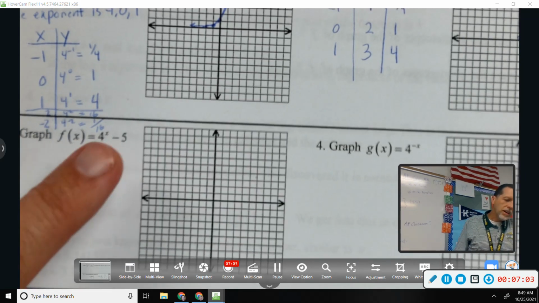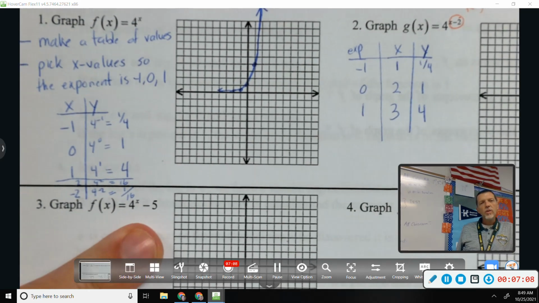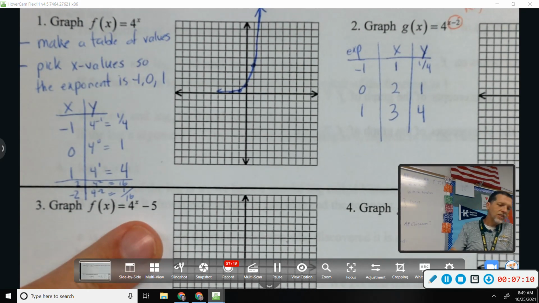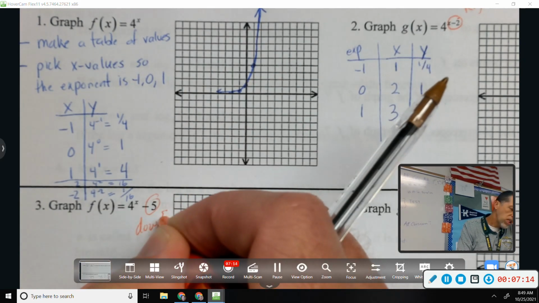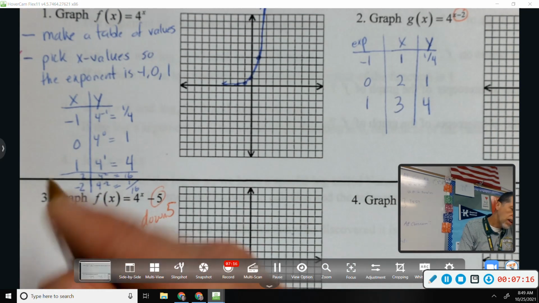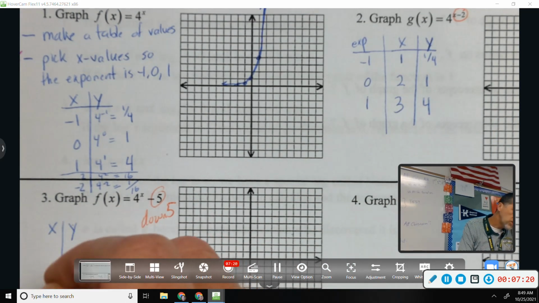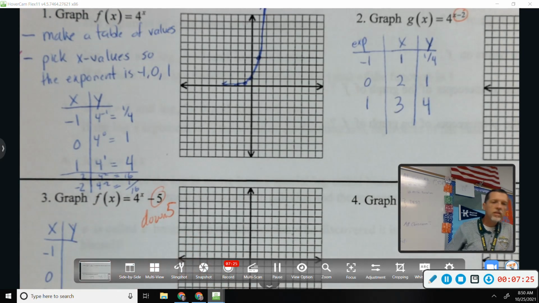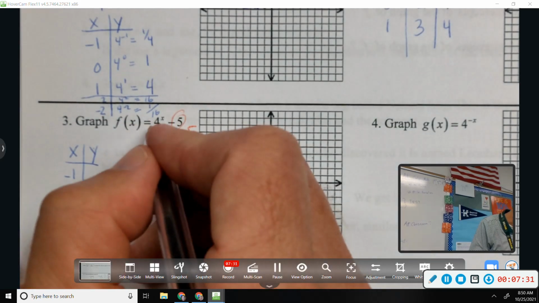All right, speaking of parent functions, what's the -5 at the end going to do? The line will be down. So which coordinate will that change? That'll be the y coordinate. So I can still use -1, 0, and 1, but now they're all just down 5.